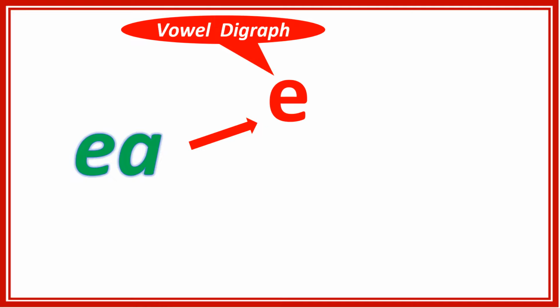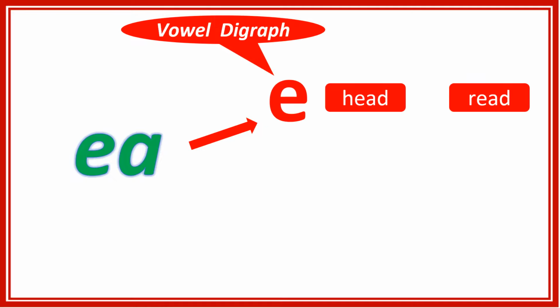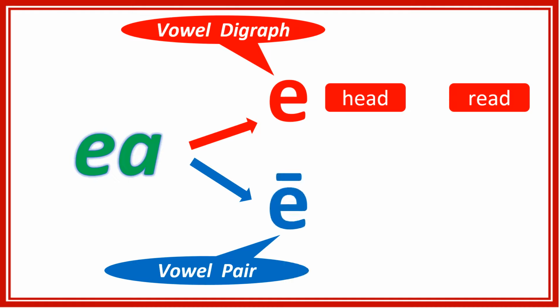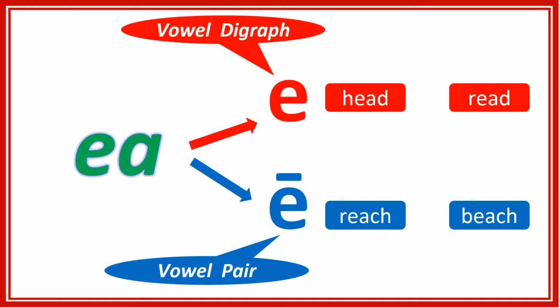When vowel EA pairs up, sometimes it gives the sound of short E. Say for example, head, red. Sometimes it gives the name of the first vowel, that is E, and the second vowel remains silent. Say for example, reach, beach. So, this vowel pair is a bit tricky, isn't it?